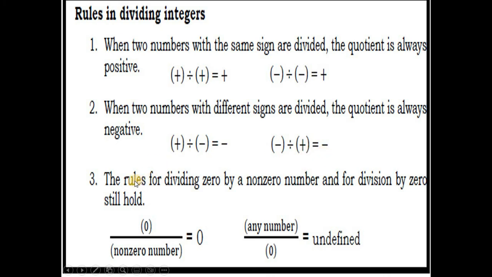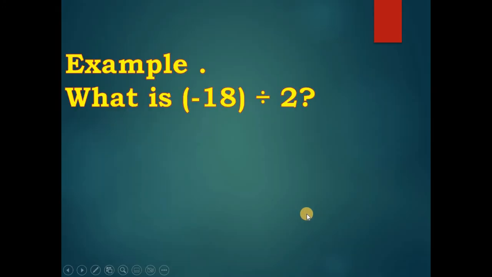So, next, the rules for dividing 0 by a non-zero number and for division by 0 still hold. So, when the dividend is 0, and the divisor is non-zero, the answer, or the quotient, is 0. Now, when the dividend is any number and the divisor is 0, the answer is undefined. Okay, so let us have an example.